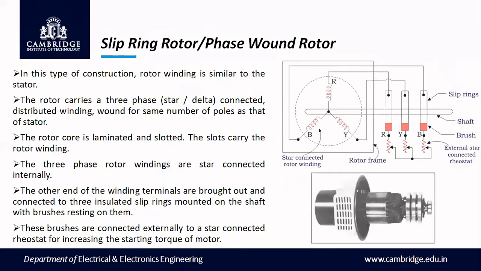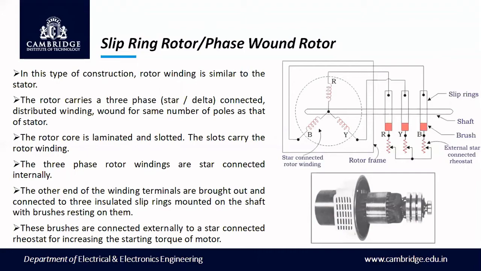The next one is the slip ring rotor or phase wound rotor. What is meant by this is, in this type of construction, the rotor winding is similar to the stator. As in the stator we have laminated slots, and inside the slots we have the conductors, in the same way for the rotor also, rotor windings will be there, which are placed in the rotor slots.